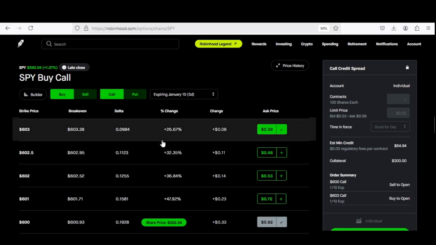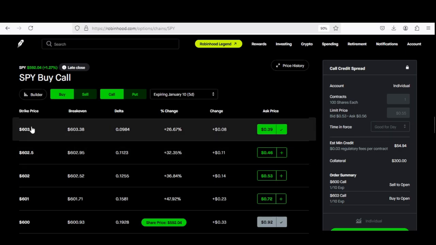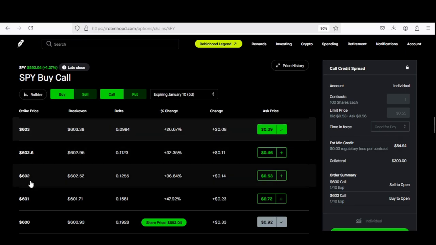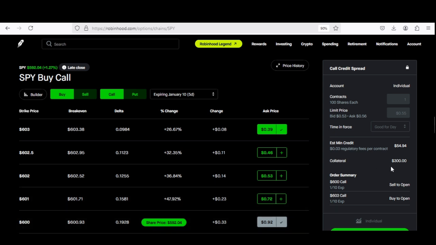So this is known as a $3 wide spread. The difference between 603 and your 600 right here is going to be $3, hence a $3 wide spread. And your $3 wide multiplied by 100 shares is what determines your options collateral. Now, why is it less risky? Okay, I'm glad you asked.